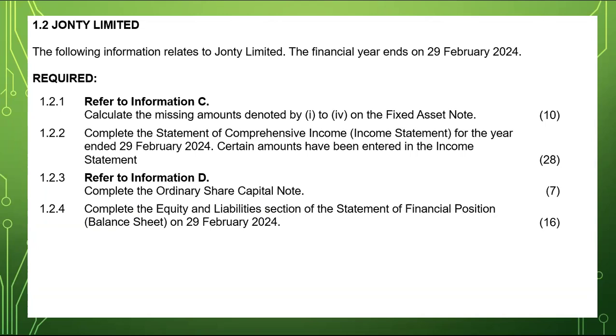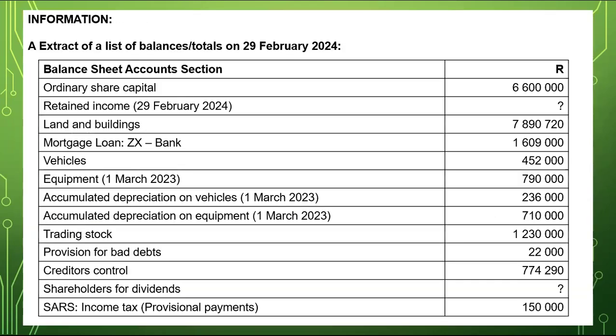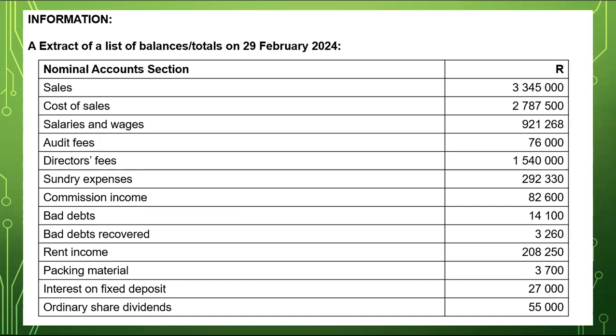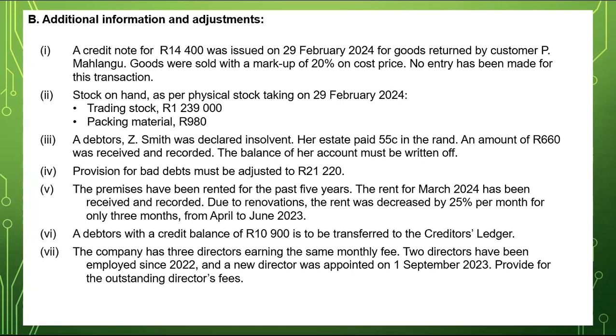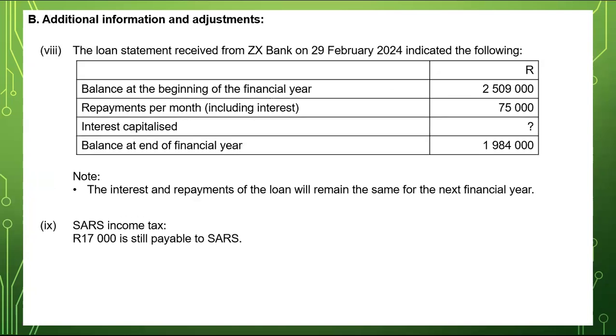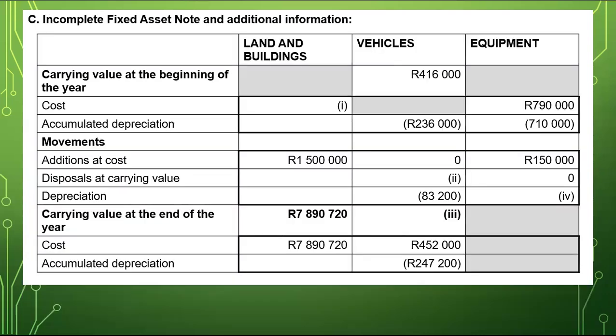I will quickly browse through the paper just for me to see what they're talking about. So I've got vehicles, there are 452. I've got equipment, but that equipment balance is at the beginning of the year. I've got accumulated depreciation on vehicle and equipment, both at the beginning of the year. So in the trial balance, that is all I am given. And I'm going to look for an adjustment that relates to tangible assets. And it looks like it will be C.